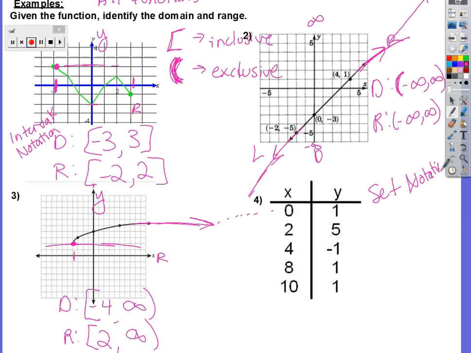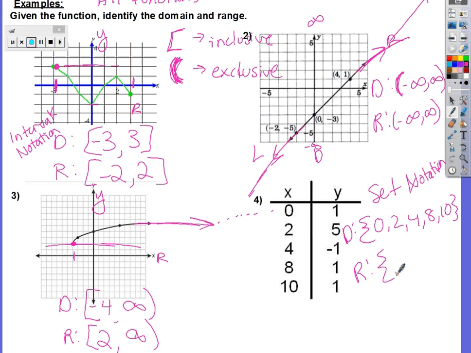Okay, not interval notation, which is with these squiggly brackets. So you can see your x values are 0, 2, 4, 8, and 10. So that would be your domain. Your range, you can see your y values repeat, but that's okay, it's still a function.